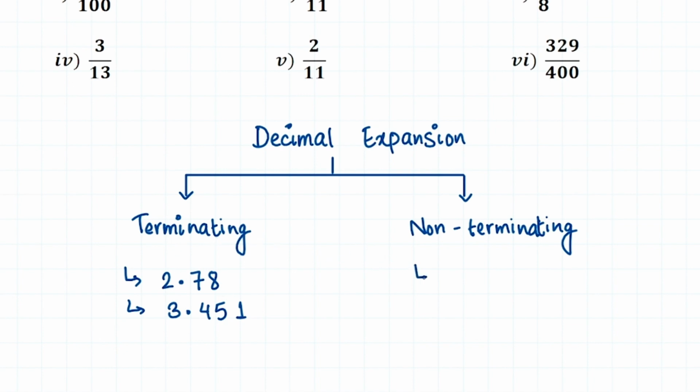Sometimes we have numbers whose decimal expansion never terminates, which means it never ends. So we could have something like 0.3333, right? And it goes on and on and on, okay? Or we could have something like 3.141592, let's say dot, dot, dot. So it goes on and on. If a decimal expansion never ends, then that is a non-terminating decimal expansion.